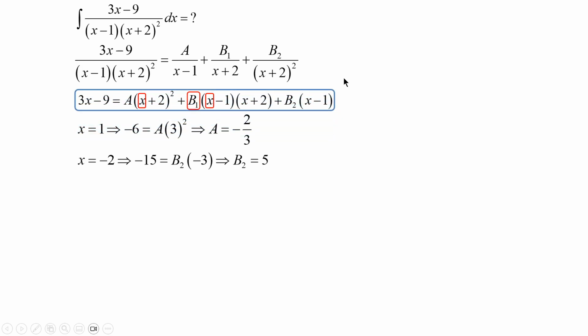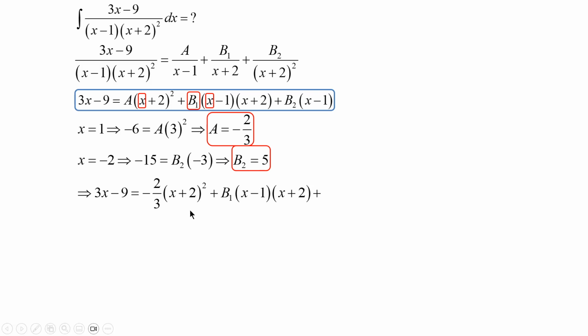All right, now we've got to substitute what we know into our equation right now, and then find a way to solve for our b sub 1. All right, so let's go. 3x minus 9 equals a, which is negative 2/3, quantity x plus 2 squared, and then b sub 1 times the quantity x minus 1 times the quantity x plus 2, and then b sub 2, which is 5, times the quantity x minus 1, right there. Okay, now we've got to solve for this b sub 1.